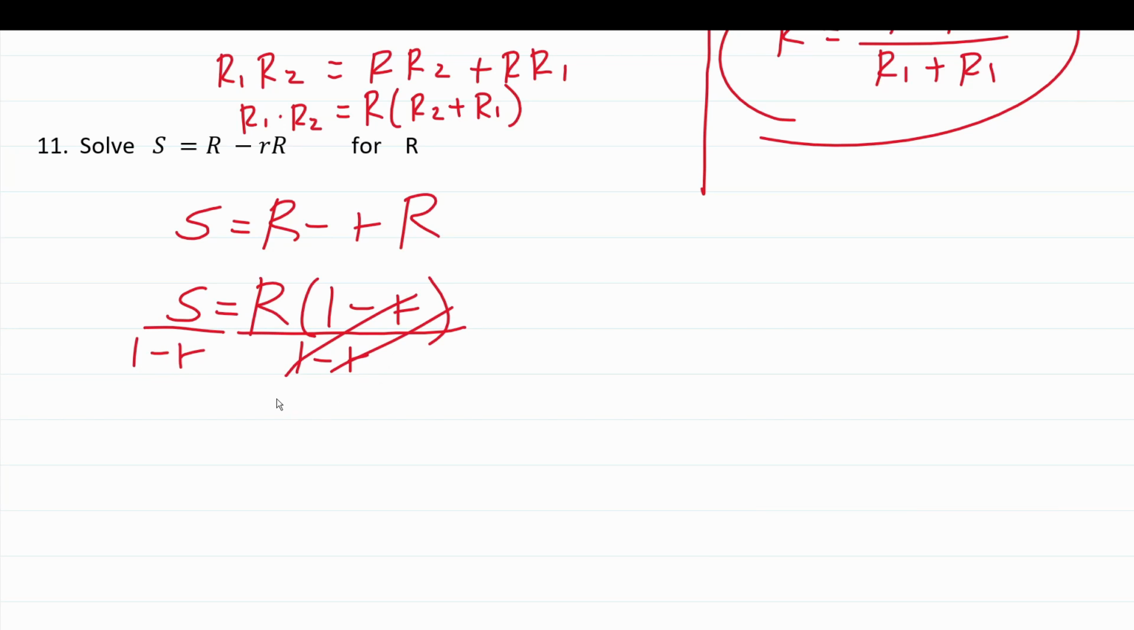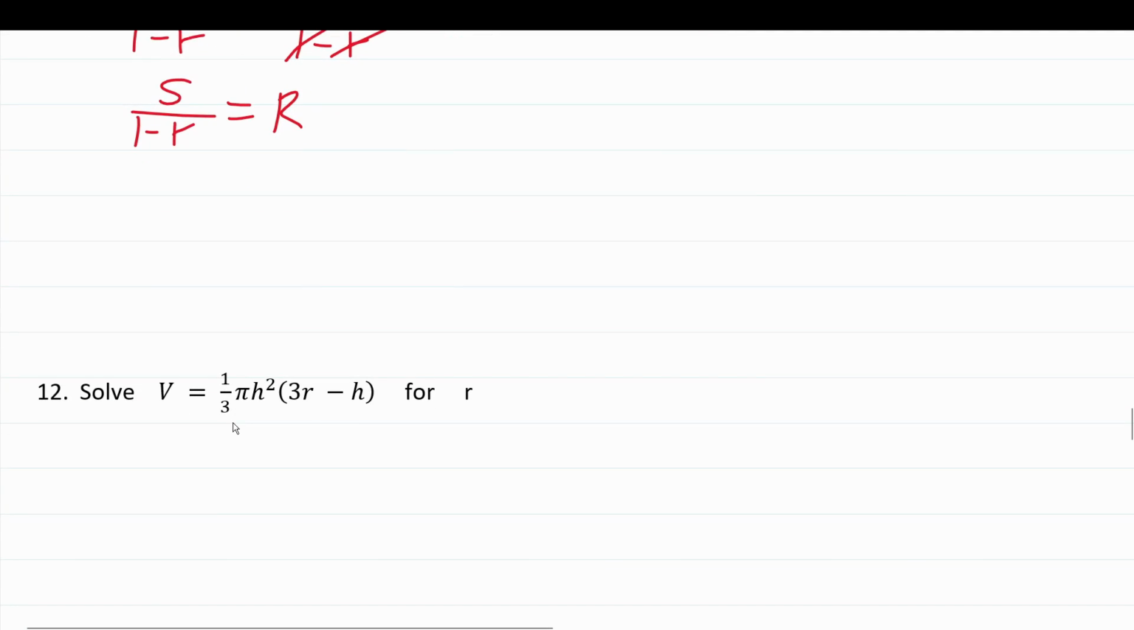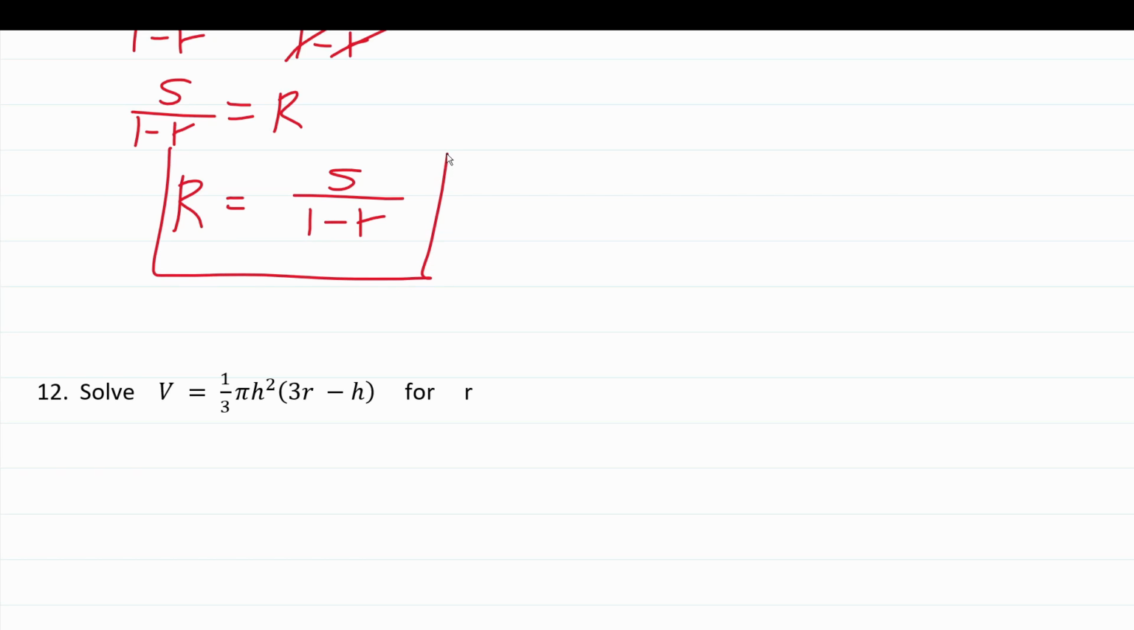This crosses out here, leaving you with just big R on this side, and this becomes S over 1 minus R. Again, in math, it's customary to write the variable for which you solved on the left, so this is big R equals S over 1 minus little r. All right, so that's that one.